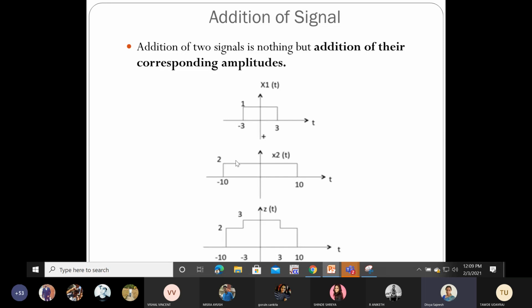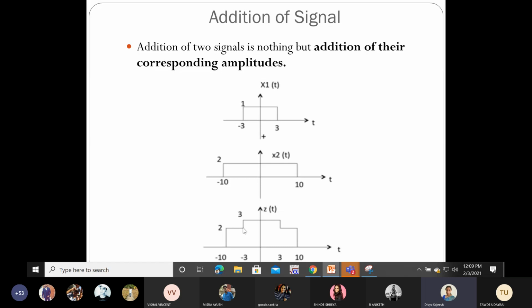Till -3, we have only one signal present, which is x2 of t, whose magnitude is 2. Okay. Now at t equal to -3, what happens? The first signal amplitude will come into picture. So this amplitude 1 will get added to the second signal amplitude, which is 2. So 2 plus 1 will be 3.